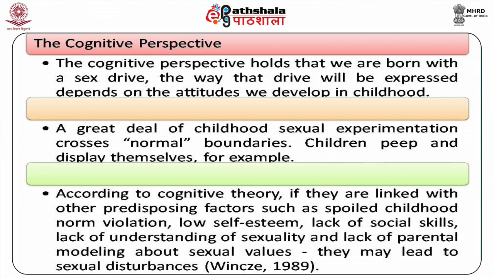A great deal of childhood sexual experimentation crosses normal boundaries. Children peep and display themselves. For example, according to cognitive theory, if they are linked with other predisposing factors such as spoiled childhood, norm violation, low self-esteem, lack of social skills, lack of understanding of sexuality, and lack of parental modeling about sexual values, they may lead to sexual disturbances.